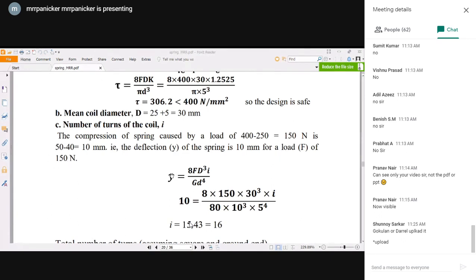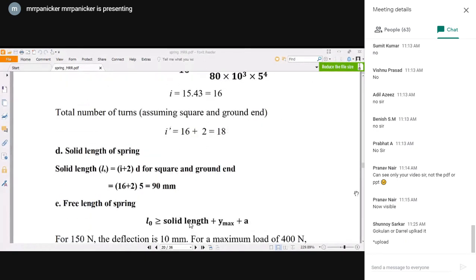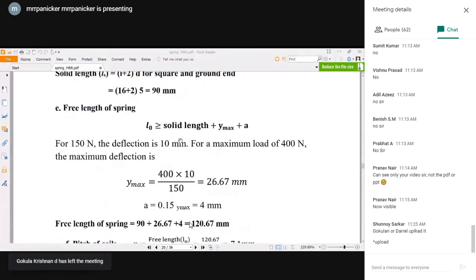You have 10 as the deflection and F is the load. So in this equation, you have to keep in mind that Y is the deflection and F is the force that is responsible for this deflection. Then again, squared and ground, solid length, free length. You can calculate the maximum deflection.